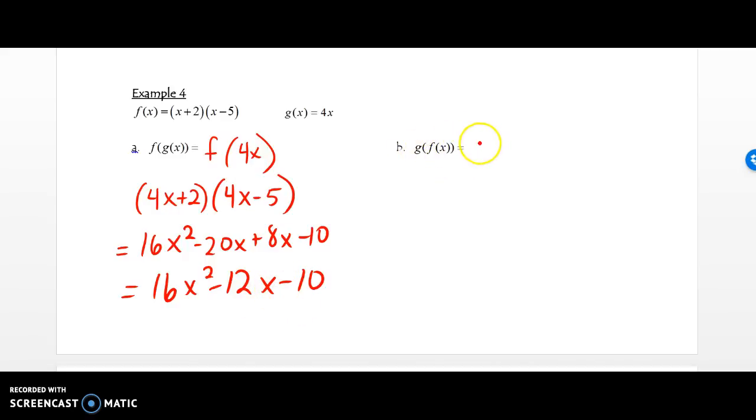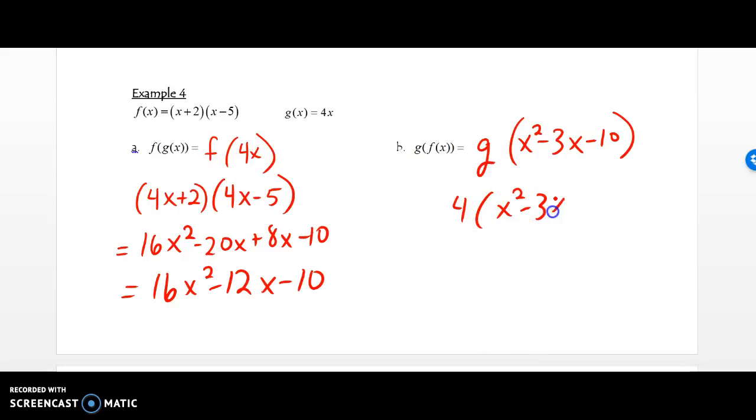G of f of x, so it'll be function g evaluated at, and I'm going to expand that, so it would be x squared minus 5, and plus 2 will be minus 3x minus 10. So now g of x says I take 4 times whatever that is, so it'll be 4 times that quantity. So my answer will be 4x squared minus 12x minus 40.